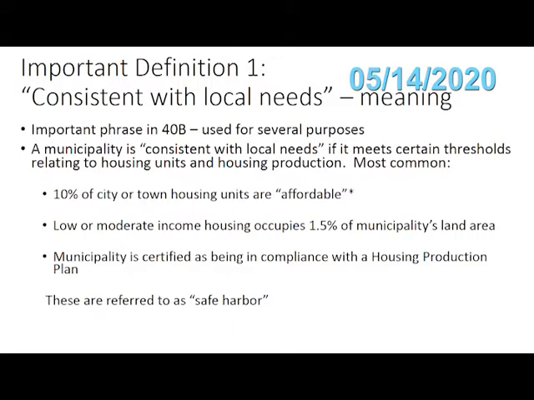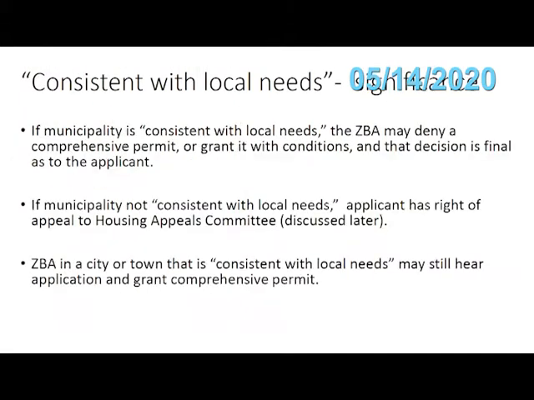Based on what I can determine from the reports that are available publicly, West Newbury is not consistent with local needs in terms of the 10% requirement, in terms of the 1.5% requirement, or in terms of a certified housing production plan. But we'll talk about this in a second. The Board of Appeals has an opportunity to verify that within 15 days of the opening of a public hearing. So next slide, Angus, and we can build on this conversation.